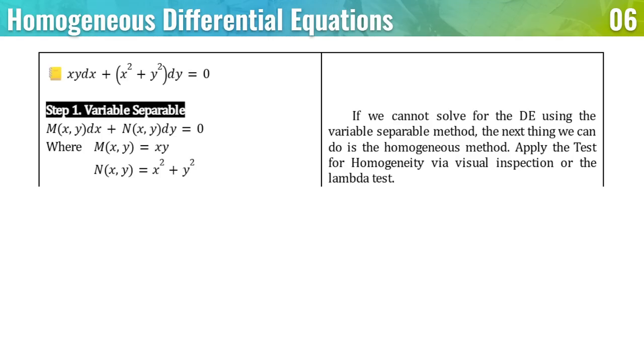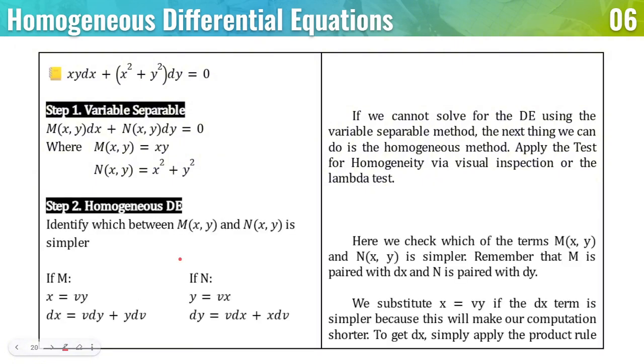So next, we choose a simpler m or n. So we can see that this one is simpler. It's easier to compute with. So here we check which of the terms is simpler because basically we want to replace the x's and the y's here with something that lets them match the dx and the dy. So let's elaborate on that soon. We substitute x is equal to vy if the dx term is simpler because this will make our computation shorter. So we are looking for x and a dx.